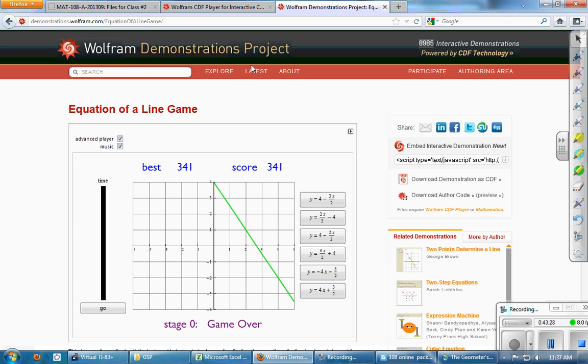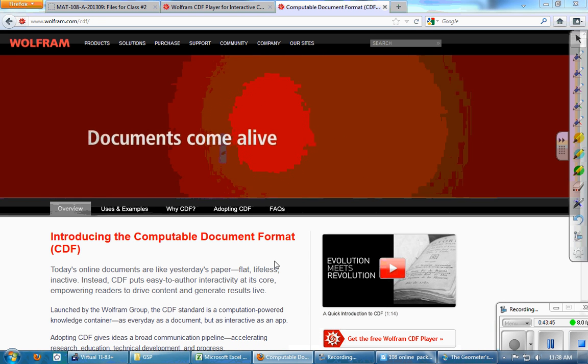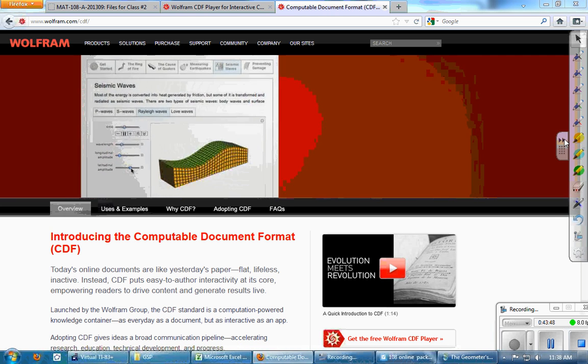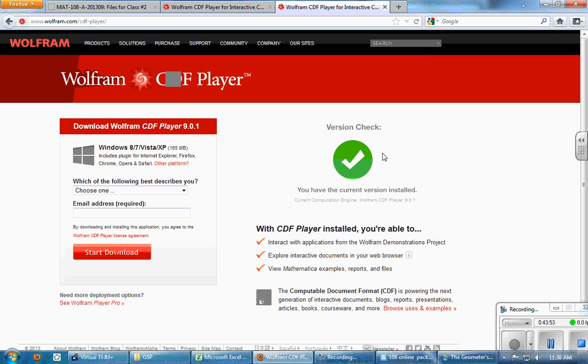So if you're interested in playing this game, here's how you do it. Likely you don't have the right software on your computer, but if you're here at GCC, some of the computers do have the software on it. But if nothing pops up here, then you click on this powered by CDF technology. CDF stands for computable document format. So right here on this page, you're going to click on this Get Free Wolfram CDF Player. I've got the right version, so I've got a check mark, but if you're here, you probably don't. So fill in these 2 blanks right here. Again, it's free, and start the download, follow the directions.